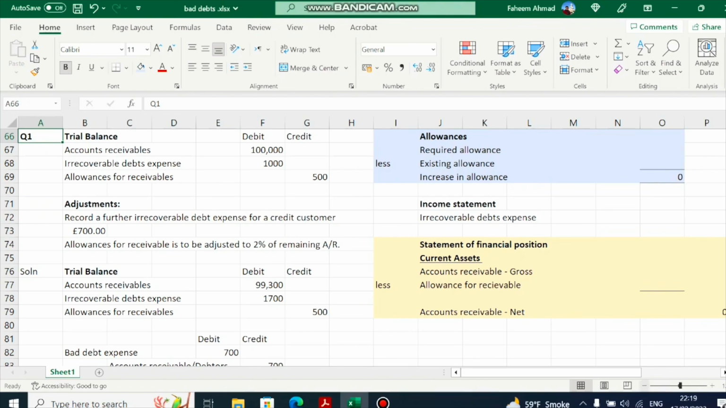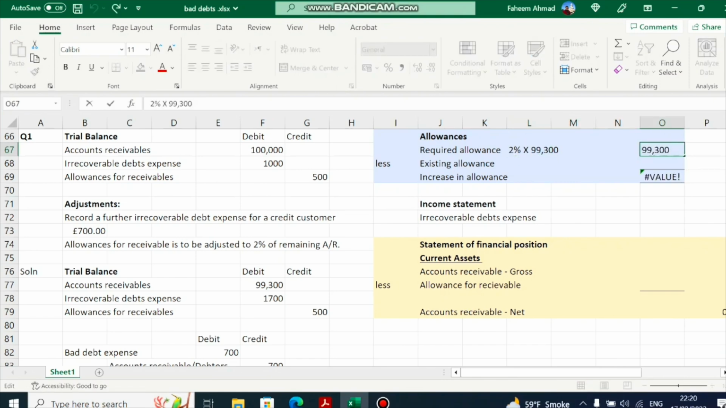Okay, next they are telling us allowances for receivable is to be adjusted to 2% of remaining account receivable. Whenever you have to adjust allowances for receivables, you have to perform this working. So required allowance is 2% of 99,300. Let's see how much is it. 99,300 times 2%. And how much is existing allowance? Existing allowance is 500.